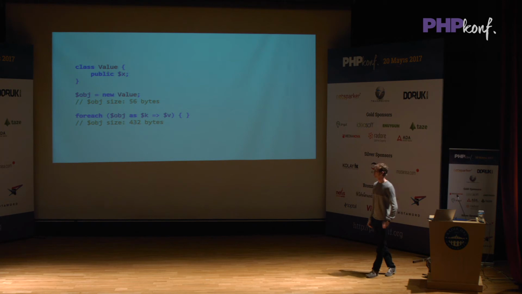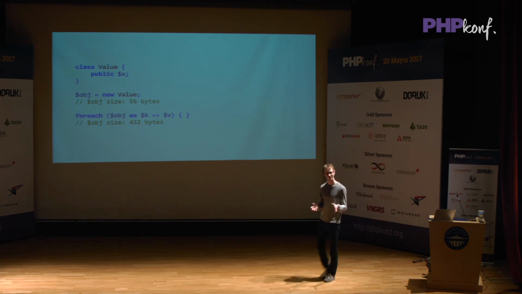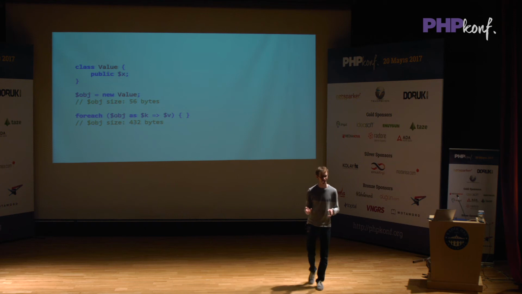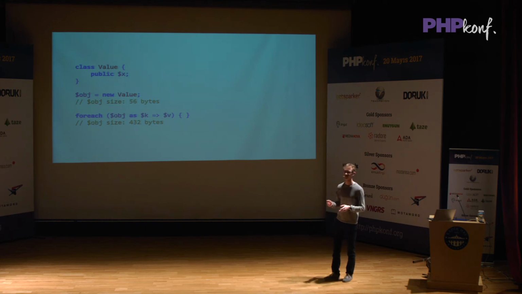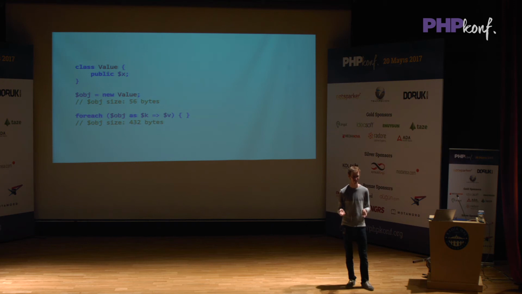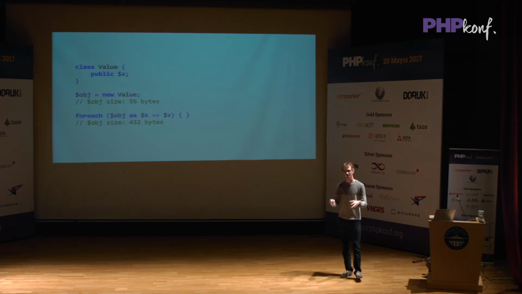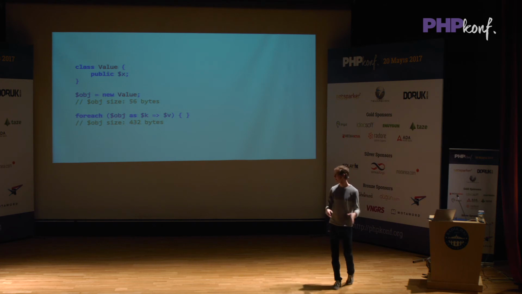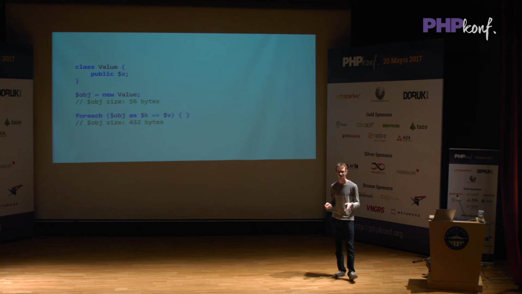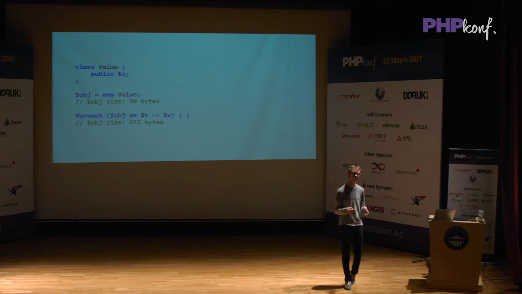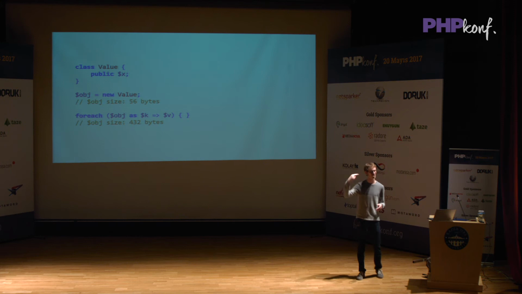So what we have here is, again, a nice class with a single property. We create an object, and this object is 65 bytes large, which is not much. Now, if you loop over this object using a foreach loop, so you loop over all the properties on the object, then the size of the object itself changes. Then the size of the object becomes something like 432 bytes, which is 6-7 times larger, or something like that. So doing a foreach loop over the object increases its size.